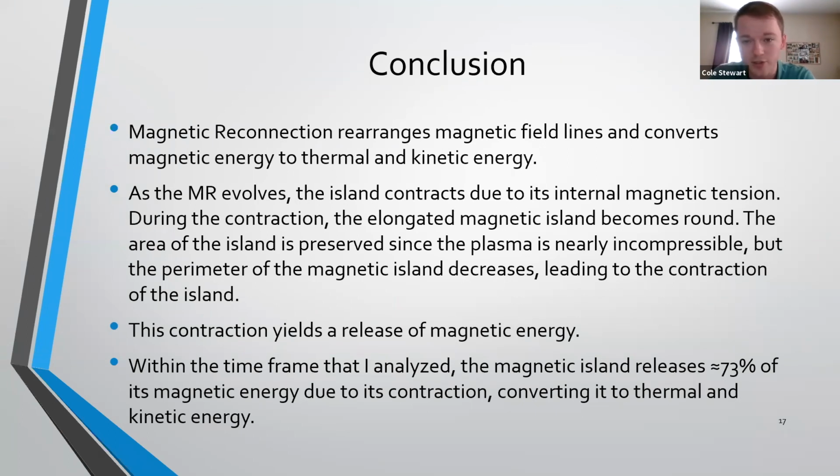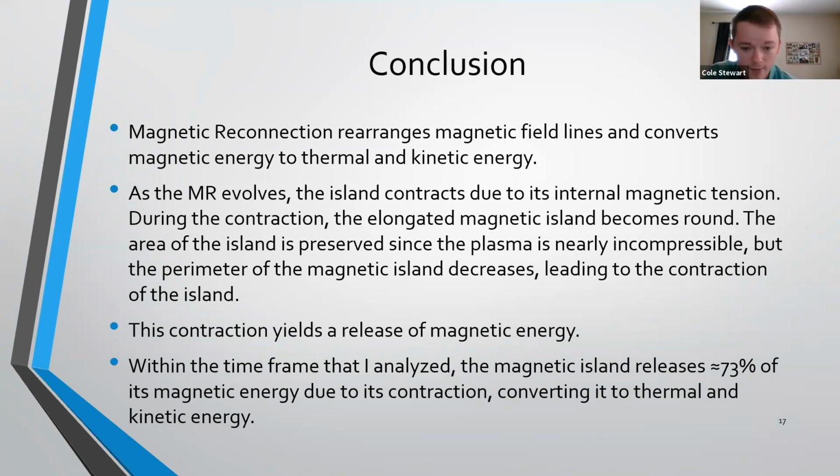So magnetic reconnection rearranges magnetic field lines and converts magnetic energy to thermal and kinetic energy via particle acceleration. As the magnetic reconnection evolves, the island contracts due to its internal magnetic tension. And during this contraction, the elongated magnetic island becomes rounder, with the area of the islands preserved since the plasma is nearly incompressible, but the perimeter of the magnetic island decreases, which leads to the contraction of the island. This contraction yields a release of the magnetic energy.